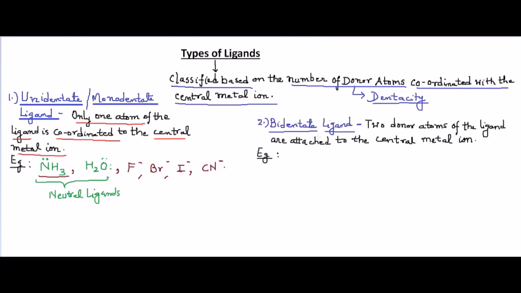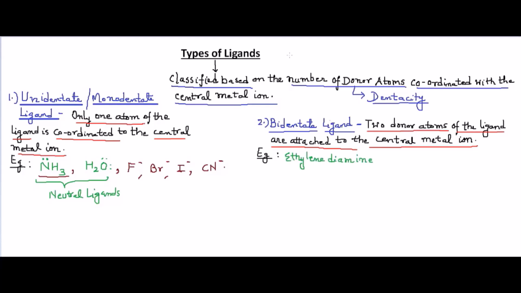Now next are the bidentate ligands. What are bidentate ligands? As the name suggests, bi means there are two donor atoms. So the ligands have two donor atoms which are attached or coordinated to the central metal ion. That means instead of one, we have two donor atoms of the ligand in bidentate ligands. A very common and popular example of such ligands is the ethylene diamine ligand.